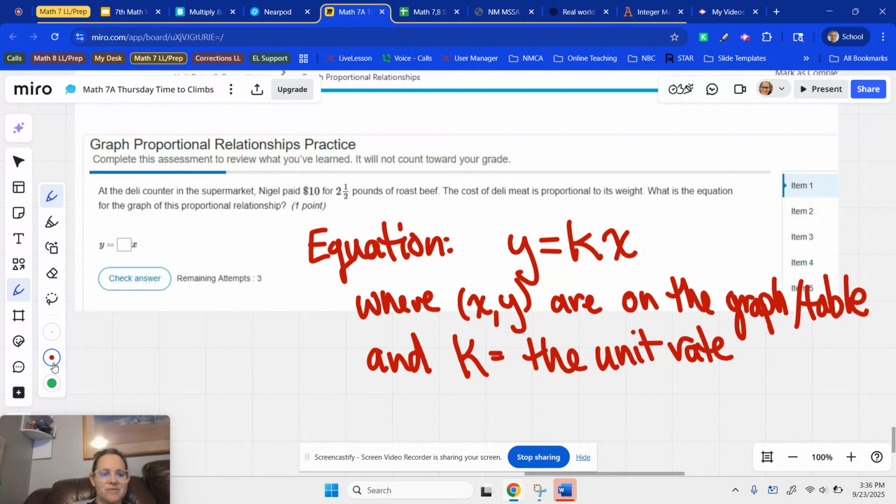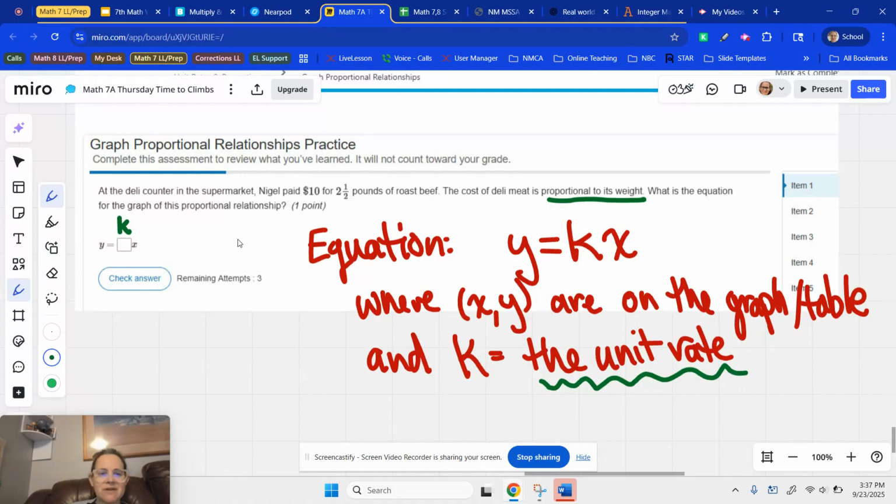So let's go ahead and look at this problem about the deli counter. It says, at the deli counter in the supermarket, Nigel paid $10 for 2.5 pounds of roast beef. The cost of deli meat is proportional to its weight. What is the equation for the graph of this proportional relationship? And you can see they've already given us y equals blank x. Well, guess what is going to go in that box? It's k. Okay, so all I really need to do in this problem, once I know what the problem's asking, is find the unit rate.